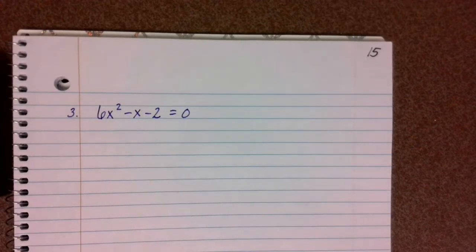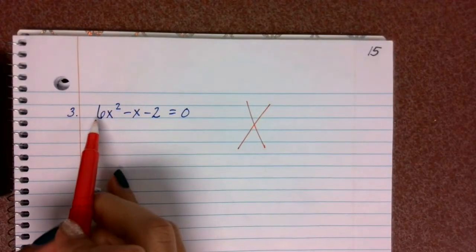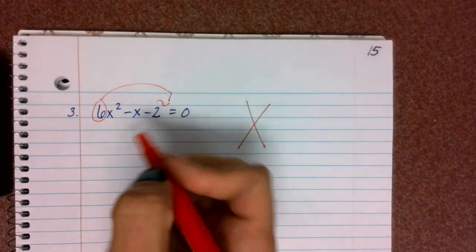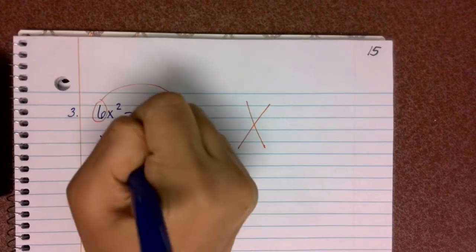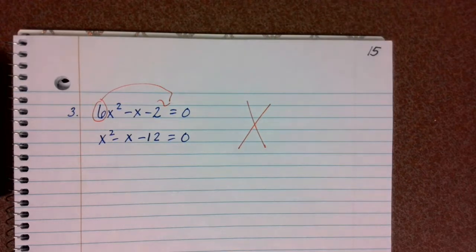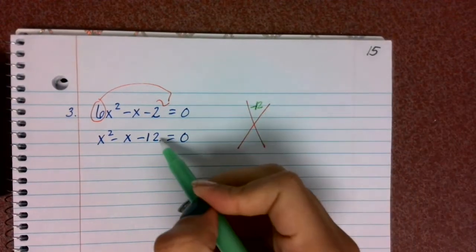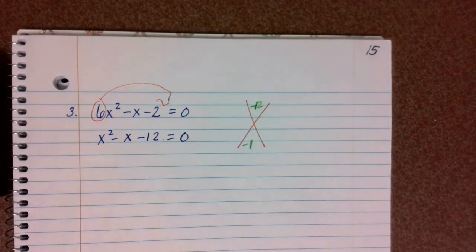So let's factor. Let's see. Ooh, I can't, right? There's a front number. Darn it. All right, let's slip it to the back. So that gives me x squared minus x minus 12 equals 0. So now I have this. Okay, great. Let's see. Factors of negative 12 that add up to negative 1.